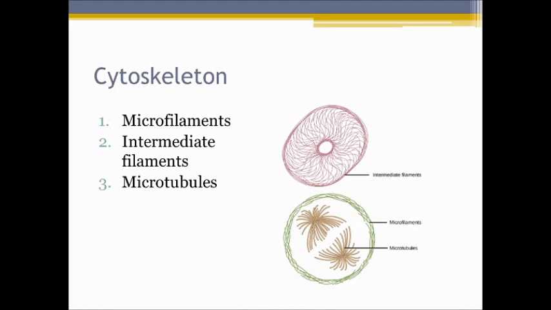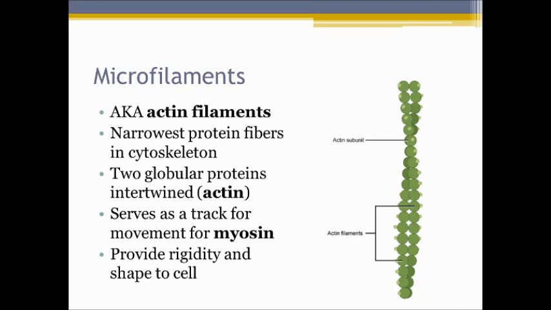The cytoskeleton provides a framework. This is within plant and animal cells. The cytoskeleton is made up of microfilaments, intermediate filaments, and microtubules. Microfilaments, as the name suggests, are the smallest of the cytoskeleton components. They're also known as actin filaments. They're composed of two globular proteins that are intertwined, which are actin, and they serve as a track for movement of myosin, which together form muscle contractions, and they also help to provide rigidity and shape to cells.